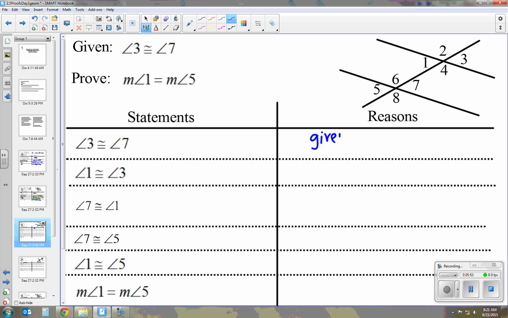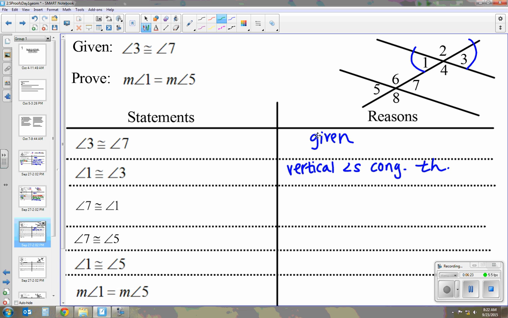All right, next one, I say angle 1 is congruent to angle 3. So I'm going to look at my picture first. I always look back at my picture first before I start, especially on this one. So angle 1 and angle 3. Well, if I notice, angle 1 and angle 3 are vertical angles. So this is the vertical angles congruence theorem.